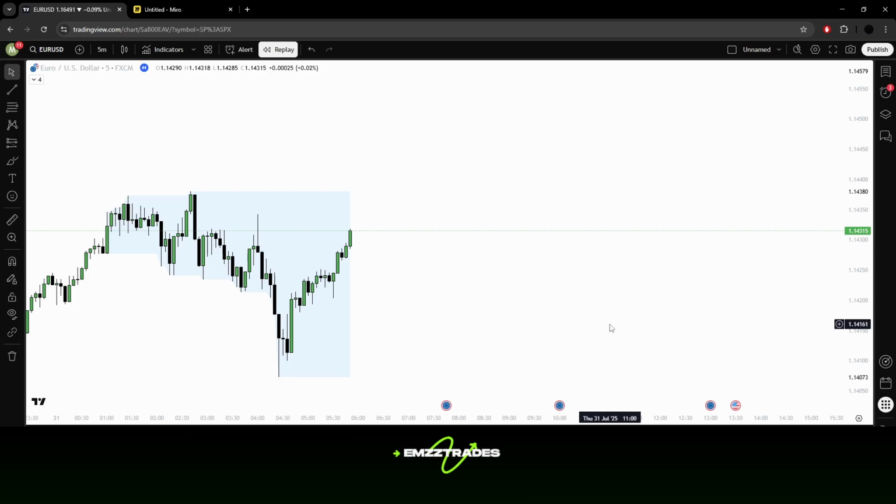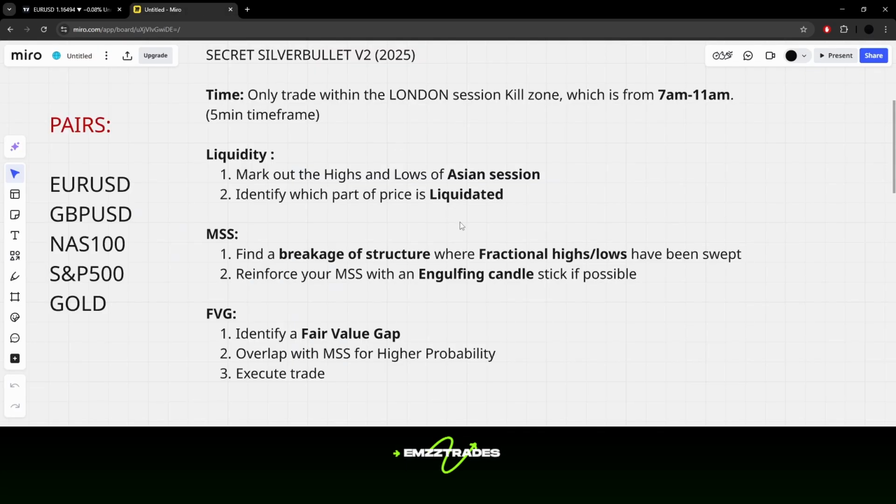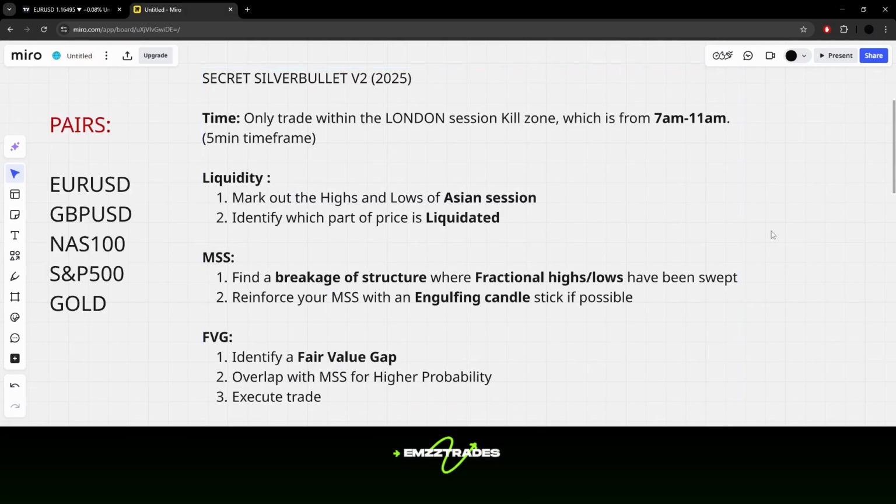So the silver bullet strategy is the strategy that I use to make thousands and thousands of dollars within the markets. And this is exactly how you trade it. You only trade within the London kill zone, which is from 7 a.m. until 11 a.m. on a 5-minute time frame, okay?